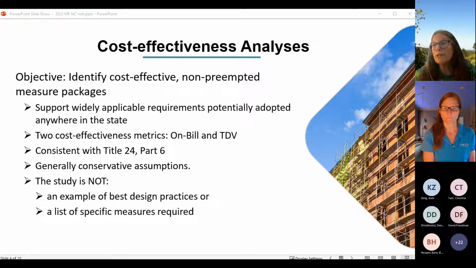One thing I do want to point out to everybody is, again, our objective is to meet a legal requirement. So the study packages that we come up with are not an example of best design practices. One could design a building in a more efficient way with many different features. And they're also not a list of specific measures required. The measures that are in the study just make up the package that we have determined is one pathway. In practice, a builder or a project applicant, homeowner, can use any package of measures that they like to meet the requirements.